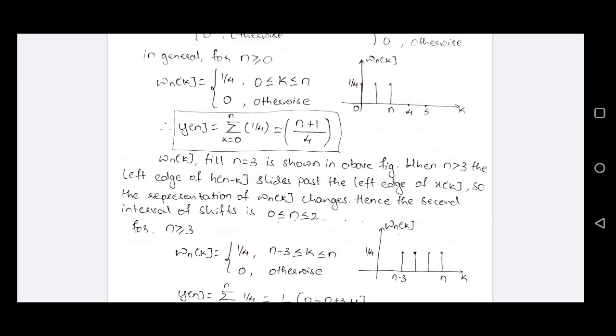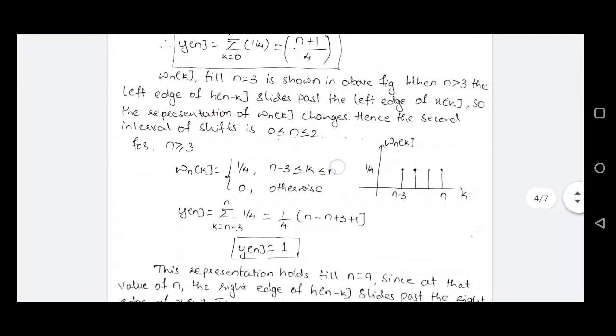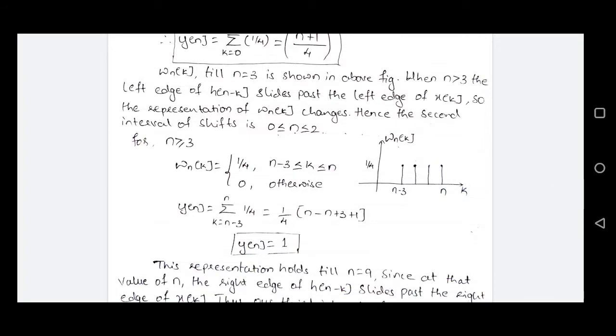For n values greater than or equal to 3, there will be complete overlap, complete overlap of all 4 samples in the impulse response with the input sequence. So it will be written as, for n greater than or equal to 3. For example, if n is 3, the last sample will be present at 0 because n minus 3, where the n value is 3, 3 minus 3 is 0.